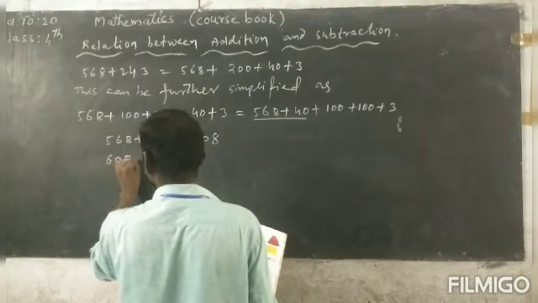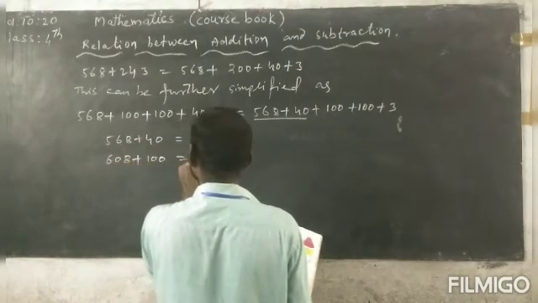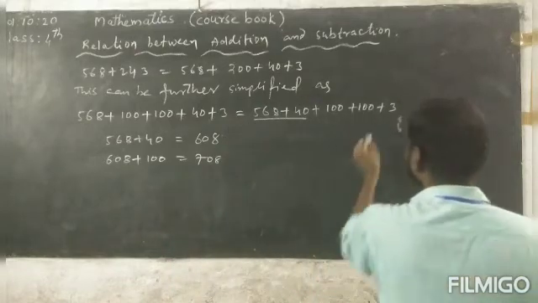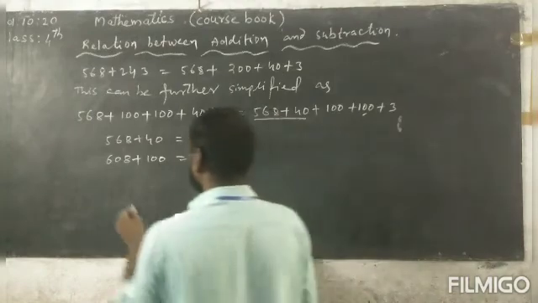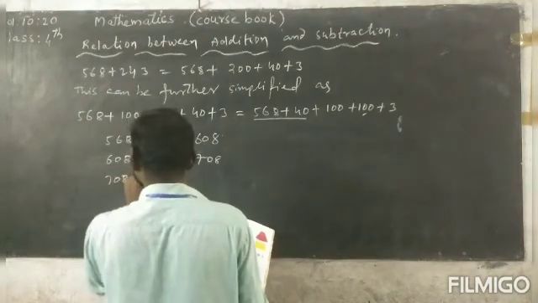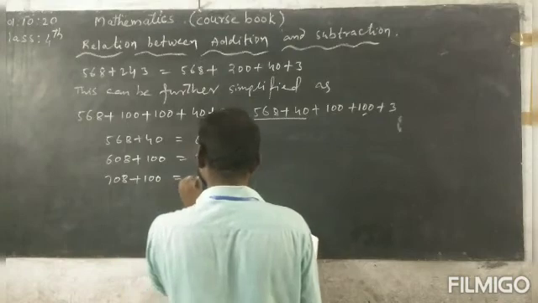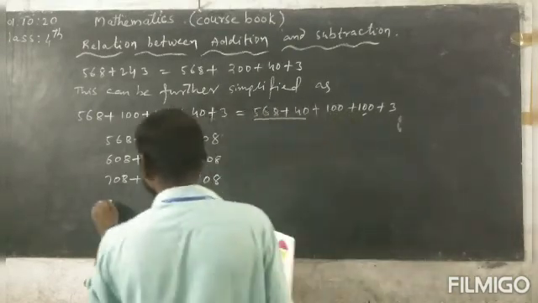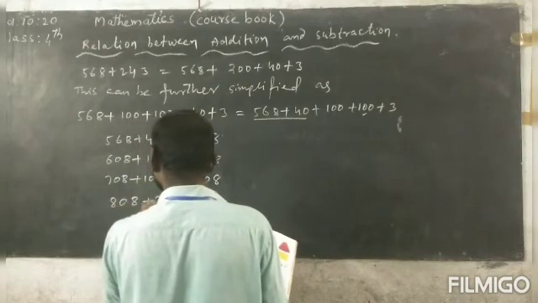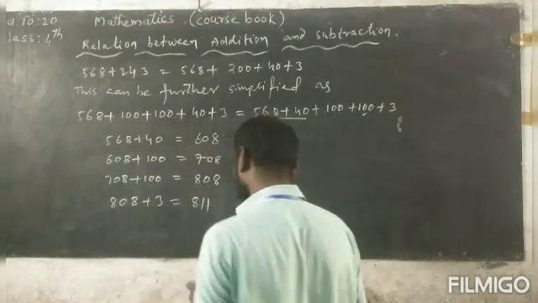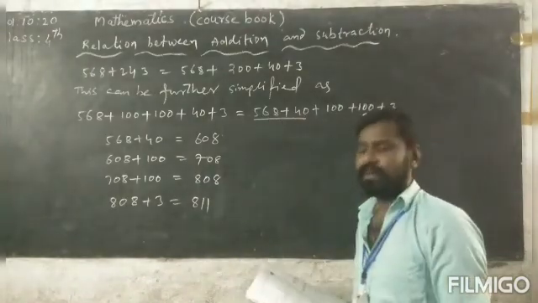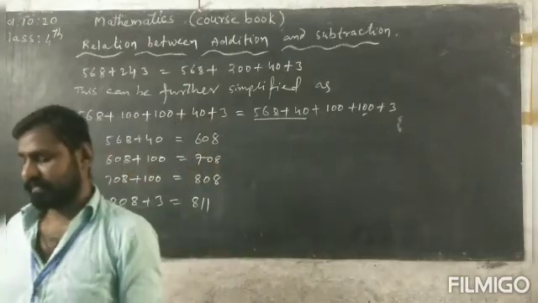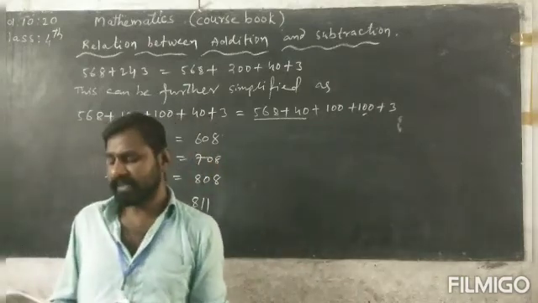Next, we can add hundreds. 608 plus 100, we get 708. Next, we add this hundreds. 708 plus 100, you get 808. See, 808 plus 3, you get 811. Therefore, Ravi scored 811 points in the game when he played it the second time.